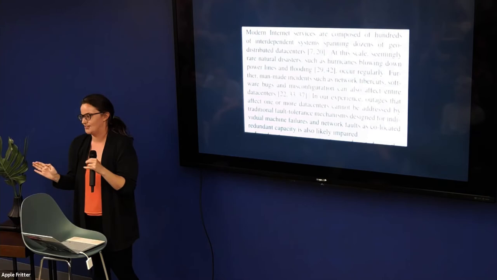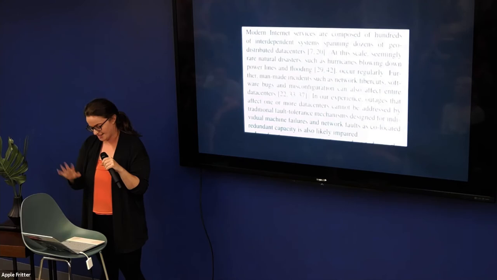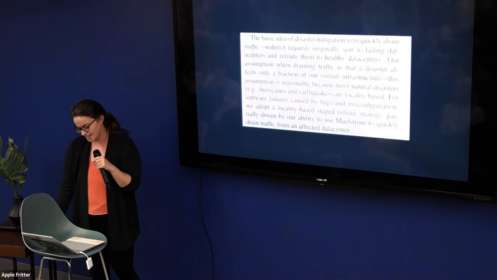Man-made incidents, network fiber cuts, software bugs, misconfiguration, can affect the entire data center. So the basic idea is that you drain traffic from the data center that's affected, and then you put it into another data center that's healthy. In theory, it's simple.